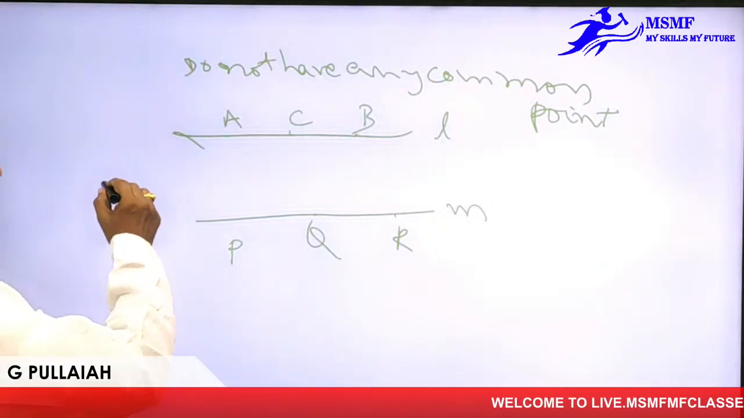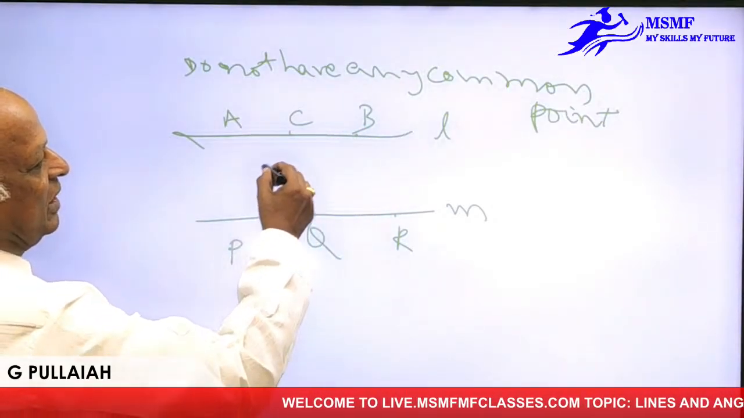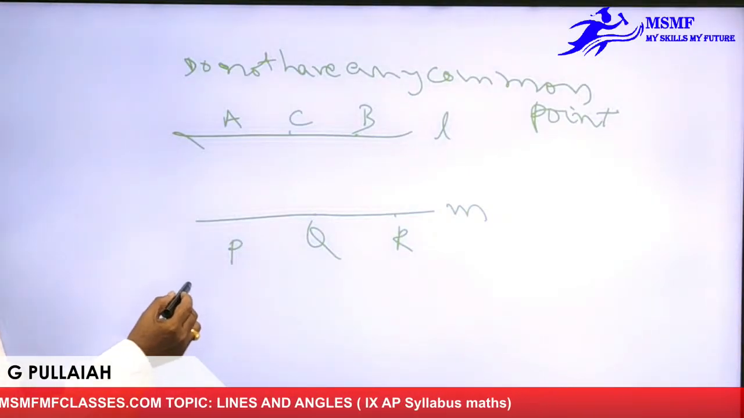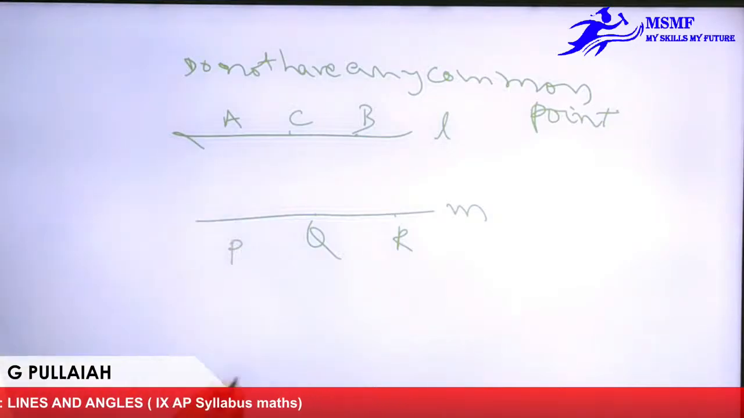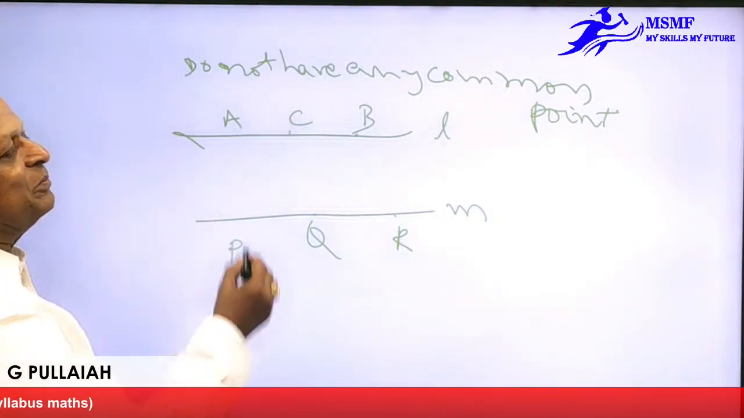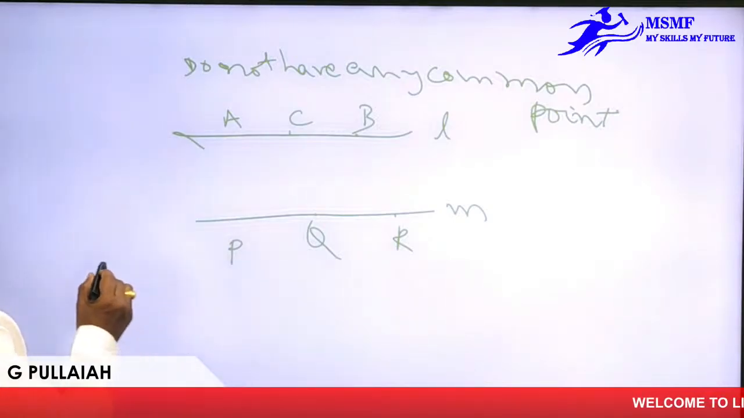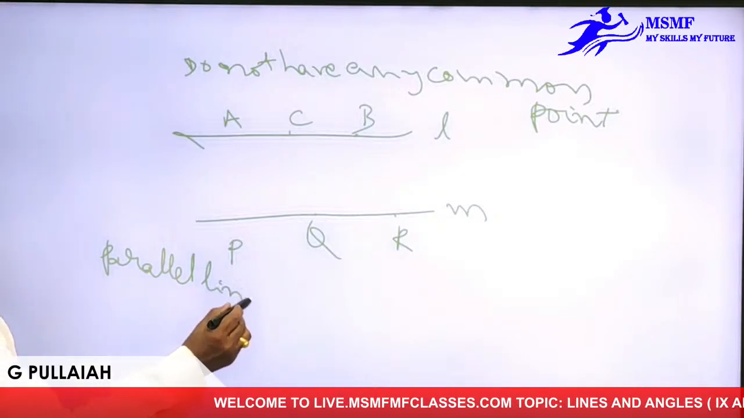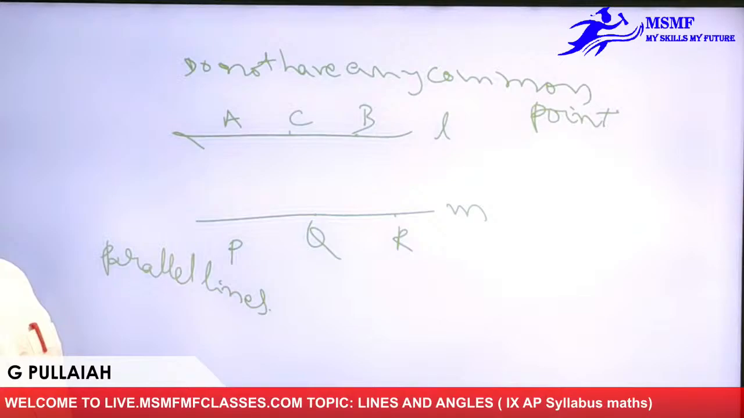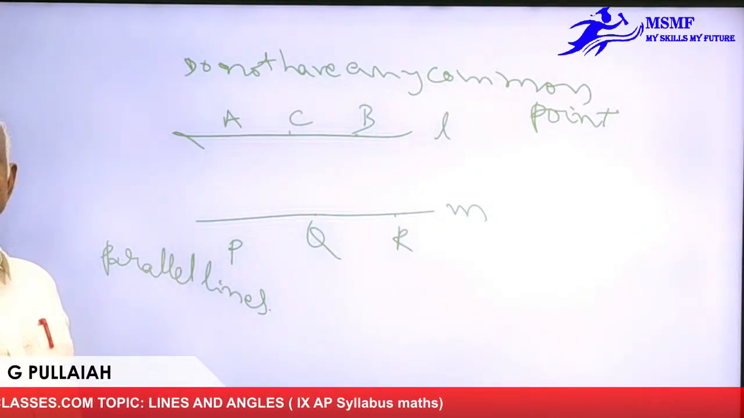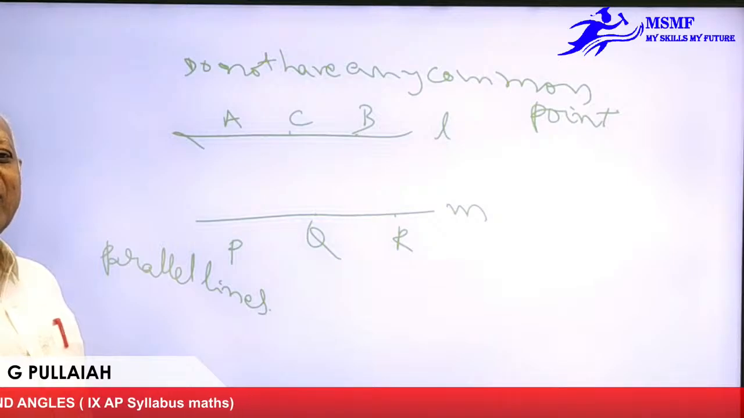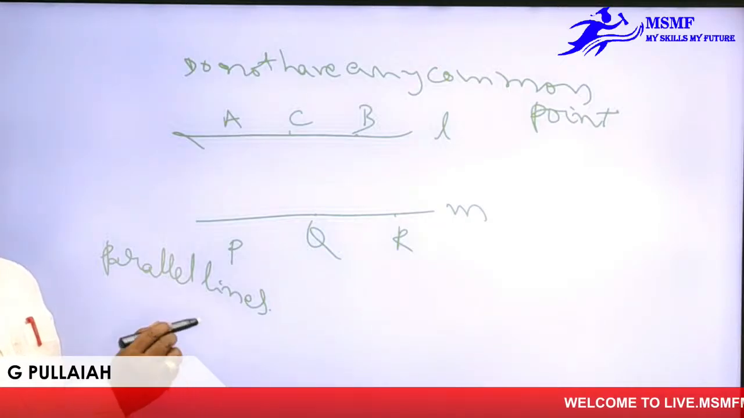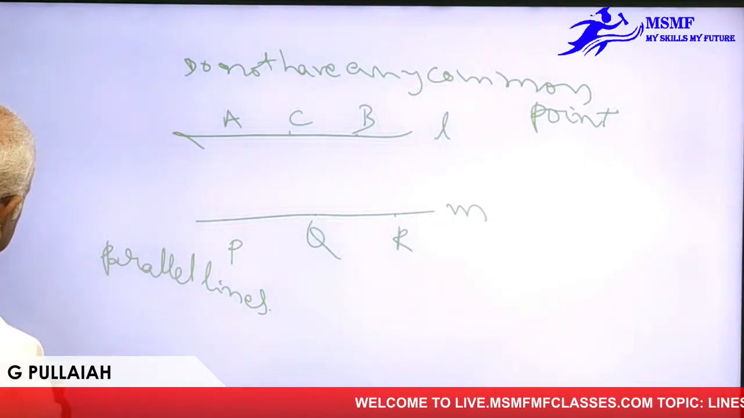A line can be extended to any extent, either to the right side or left side. It doesn't have any endpoints. So here, if you take these two lines, and these two lines do not have any common point, we say that these two lines are parallel lines. My question here is, do parallel lines contain any common points? No, they do not contain any common point. Remember very, very carefully, parallel lines do not contain any common point. Clear?